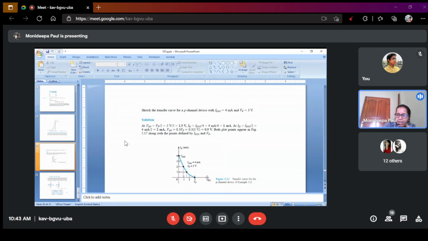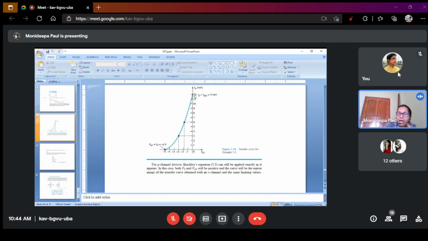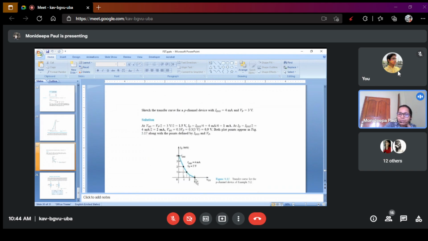Just draw the VGS. Here you see that all VGS values are positive, so the axis direction should be on the right hand side. This is the VGS and this is the ID, and you put the four coordinates, then you get the characteristic curve of the P channel. The only difference is that the transfer characteristic curve of the P channel is on the right hand side, while that of the N channel is on the left hand side of the x axis, because VGS is negative there and here VGS is positive.